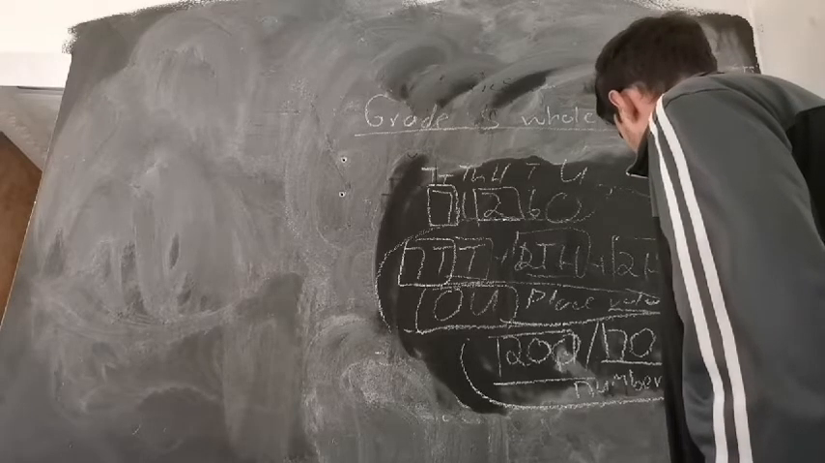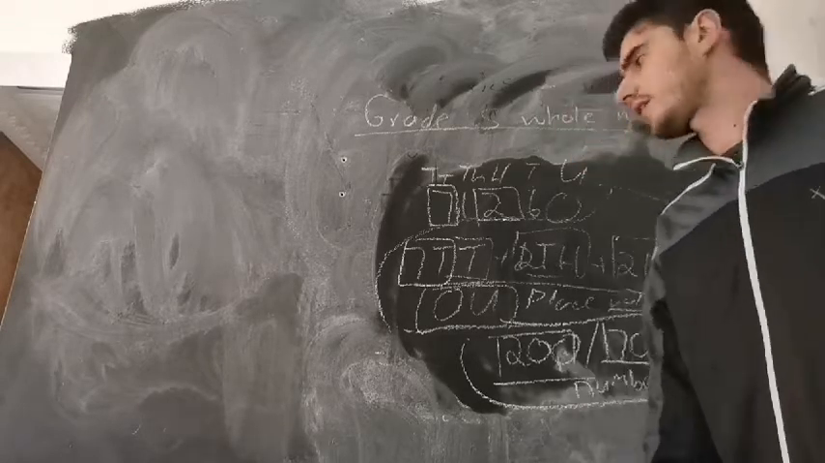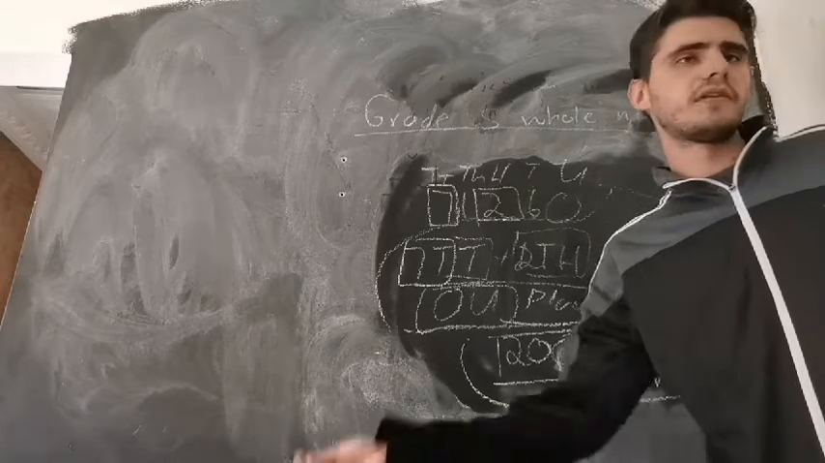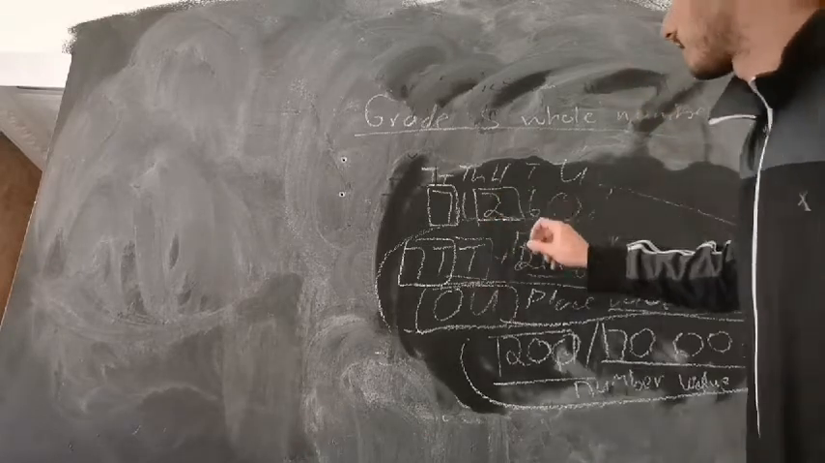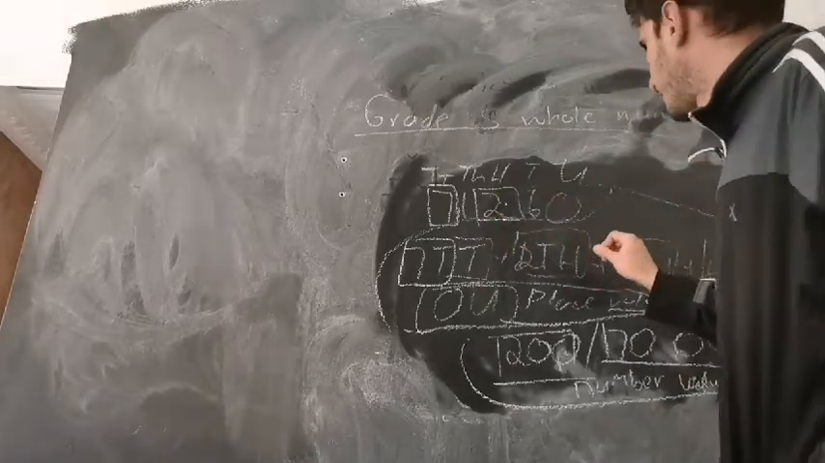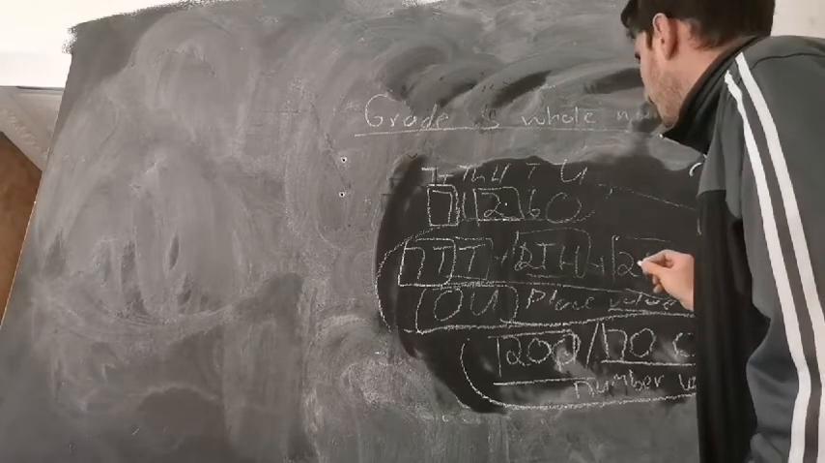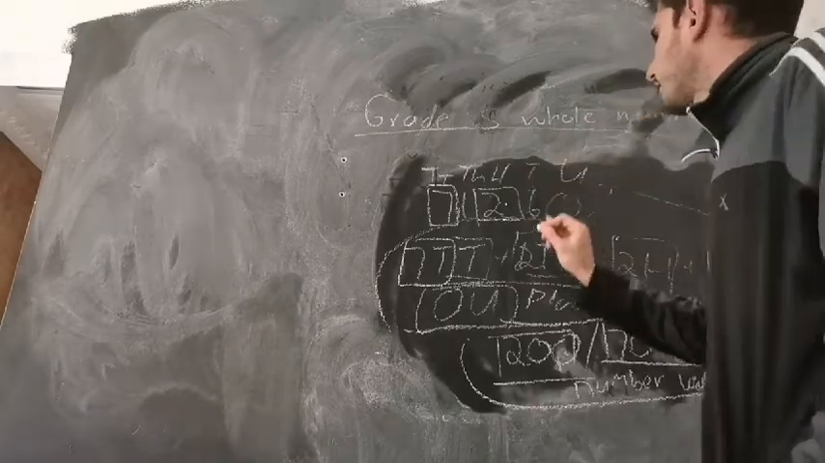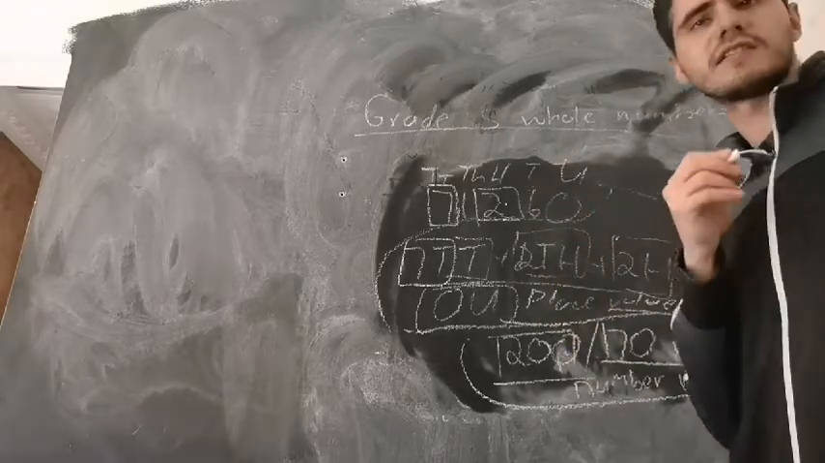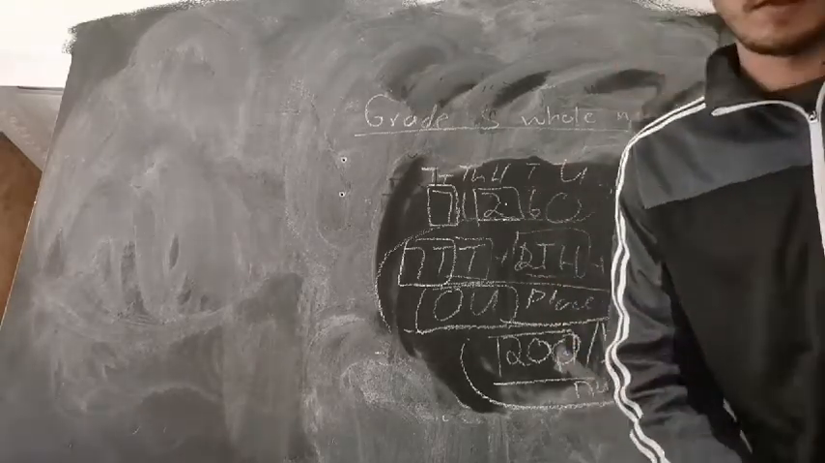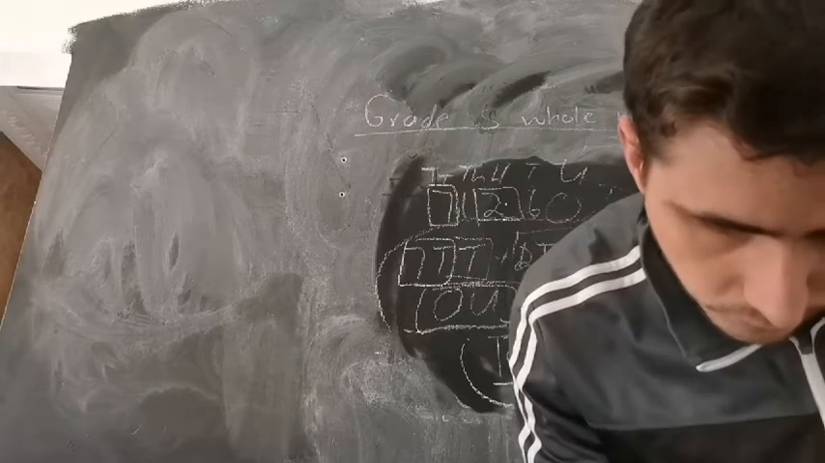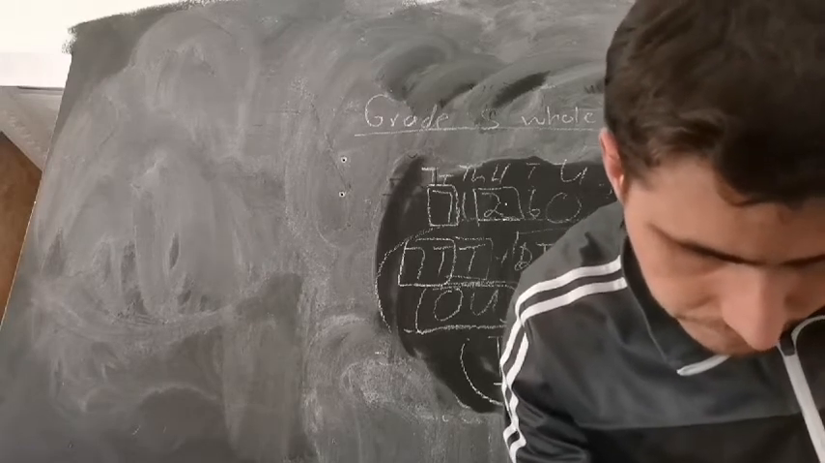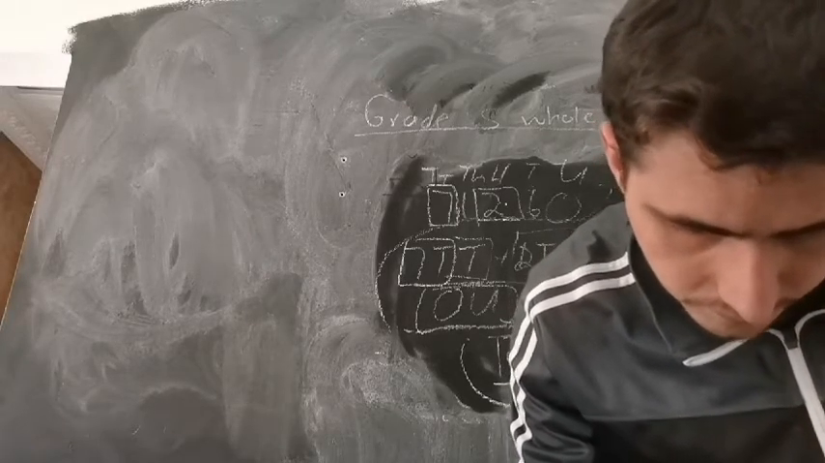Or numerical value. So usually they'll ask you in a test, what is the place value of, let's say, this number, and you'll write 200s. Now, in a test, if they ask you what is the number value of this number, you'll write 60 because it's 6 tens.